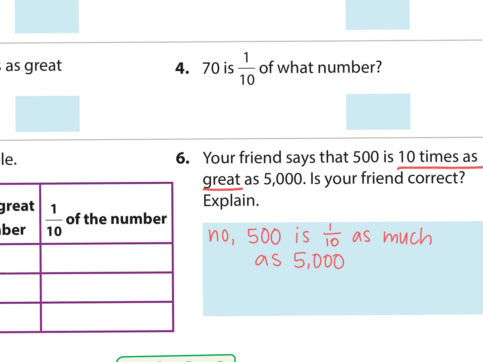So I want you to understand the concept behind this. When I say 10 times as great, it should be making a number get bigger. So 500 should be bigger than 5,000, and it's not. So we would put no, because 500 is actually 1/10 as much as 5,000.